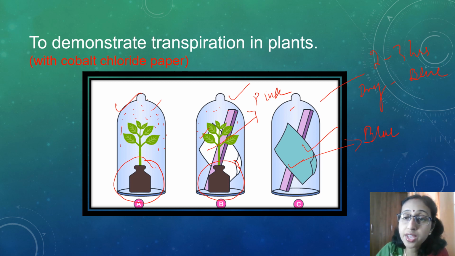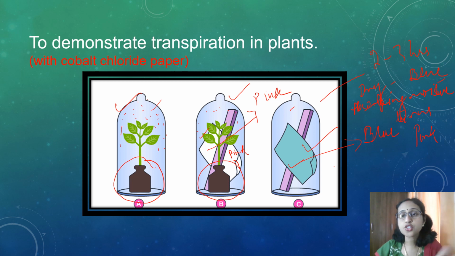In the second one, when it is absorbing moisture, it is turning to pink. So this is the pink color. When it absorbs moisture, it turns pink. This is how we can prove that during transpiration water vapor is produced, and that water vapor is condensed in the form of moisture which is absorbed by the cobalt chloride paper. Hence we have proved that the presence of moisture or water vapor is due to transpiration of plants only.